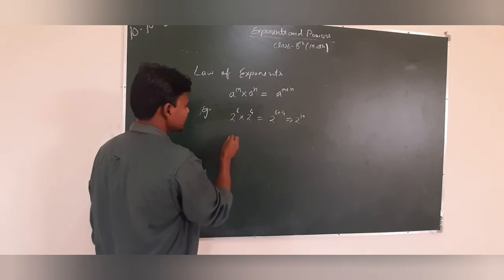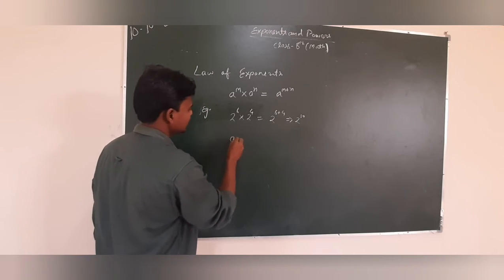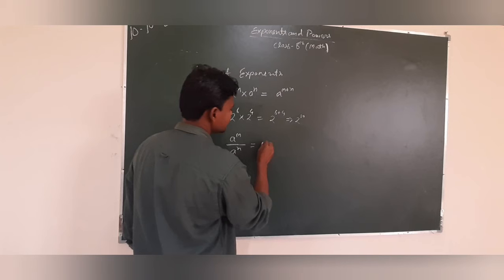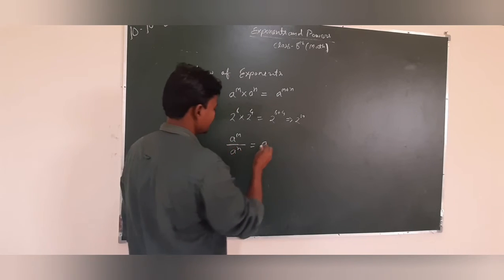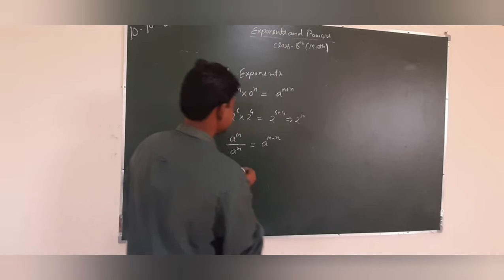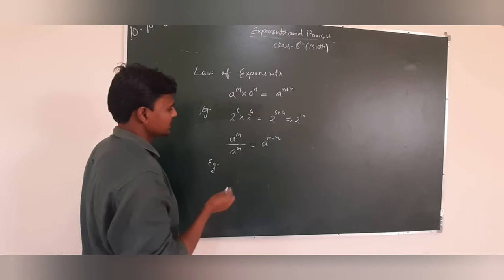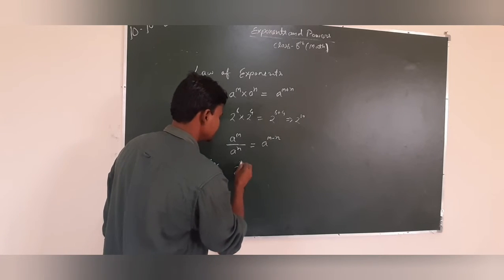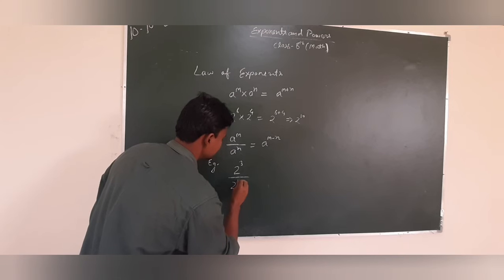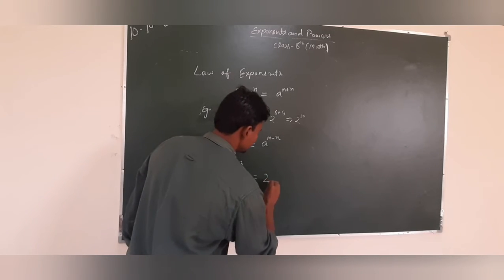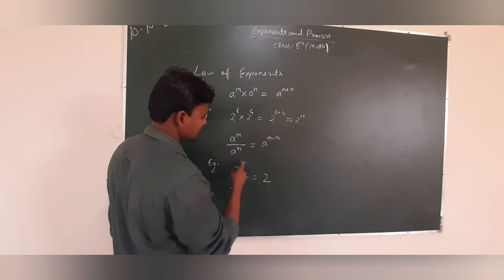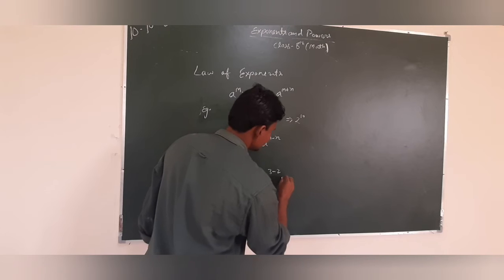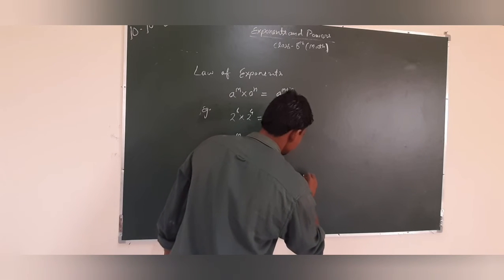Second, if a to the power m divided by a to the power n, we subtract the powers when the base is the same: a to the power m minus n. Example, let 2 to the power 3 upon 2 to the power 2, that means 2 to the power m minus n, that is 3 minus 2, equal to 2 to the power 1, equal to 2.